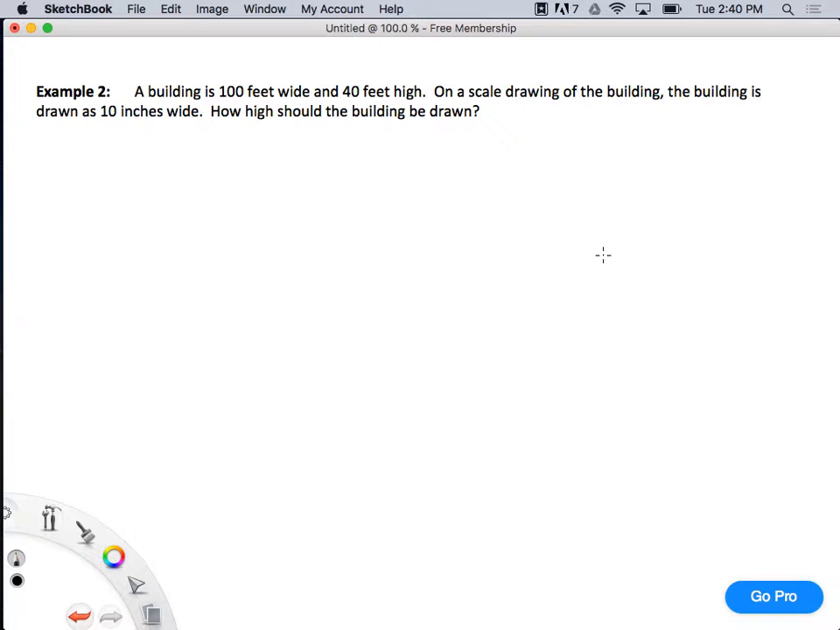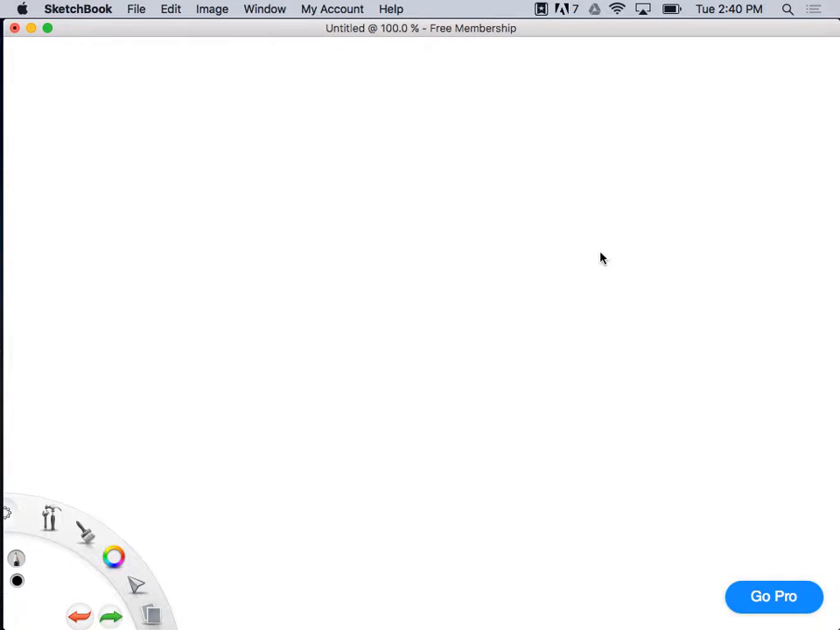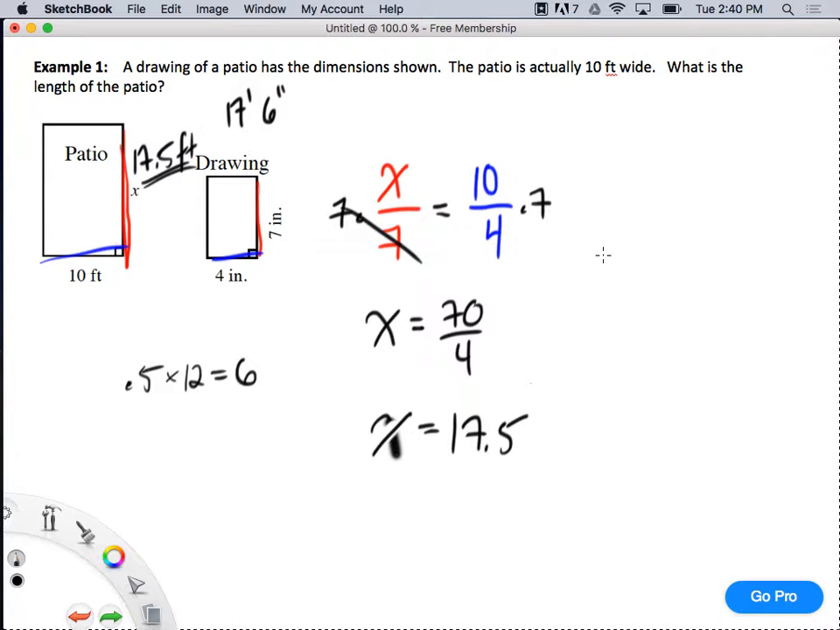40. Wait, no. Yeah, it's like 40. Could you go back for a minute? It's the same thing. It doesn't matter if you put 40 over X instead of X over 40, as long as you're consistent. You have to be consistent. So if your drawing is on top, it has to be on top of both fractions. If your building is on top, it has to be on top of both fractions. Does that make sense? Yeah.